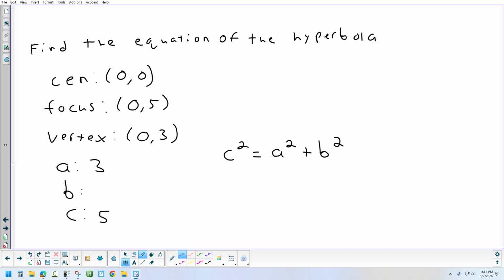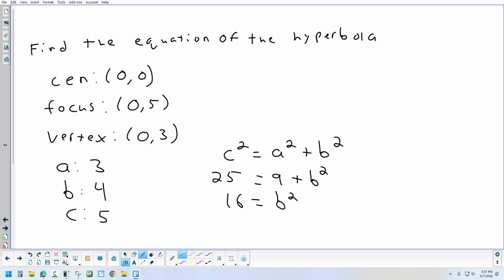Okay, so now we'll fill it in. We get 25 equals 9 plus B squared. And what are we going to get when we solve that for B? B equals root 16, which is 4. Yep. Okay, so now we've got all the important information that we need.